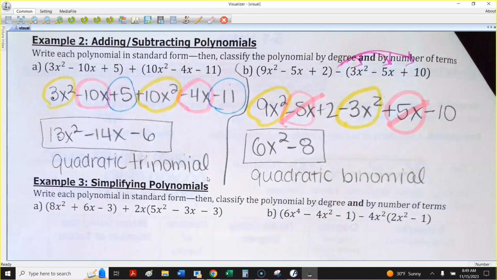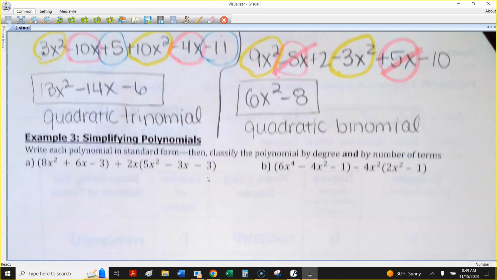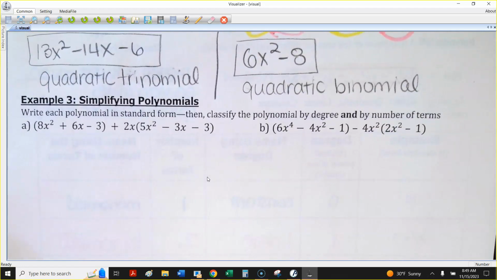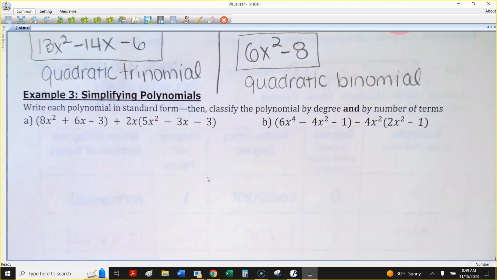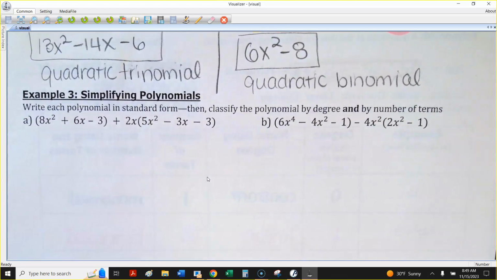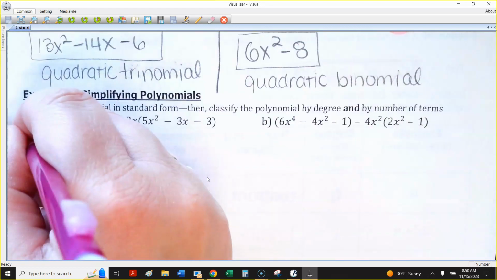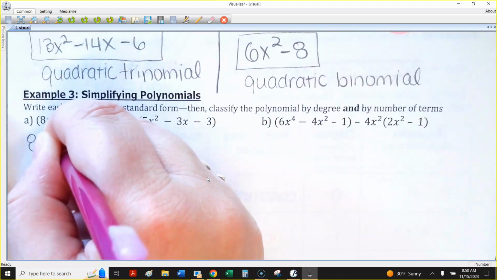Is anybody having a question? It's not terrible. Okay. Now, these next couple, we're going to have a little distributive property, but we're just going to add together polynomials or subtract. We might just have to do a little distribution, and then I do have 2 questions where we're going to multiply. All right, so on this guy, I've got 8x squared plus 6x minus 3.